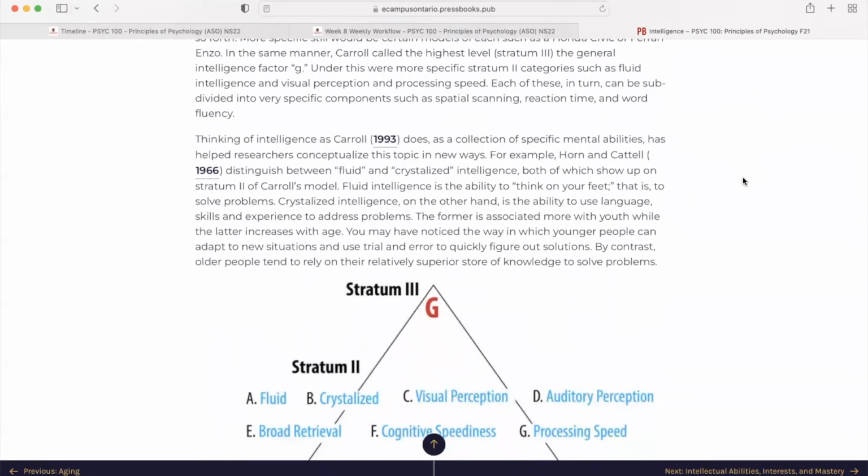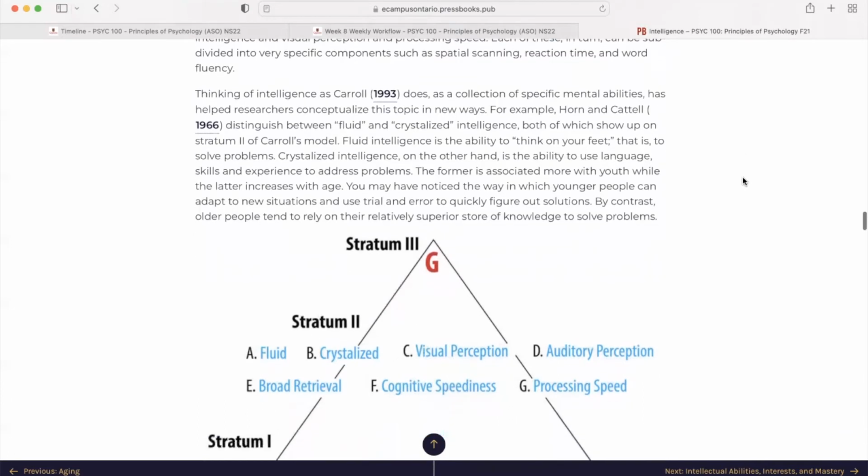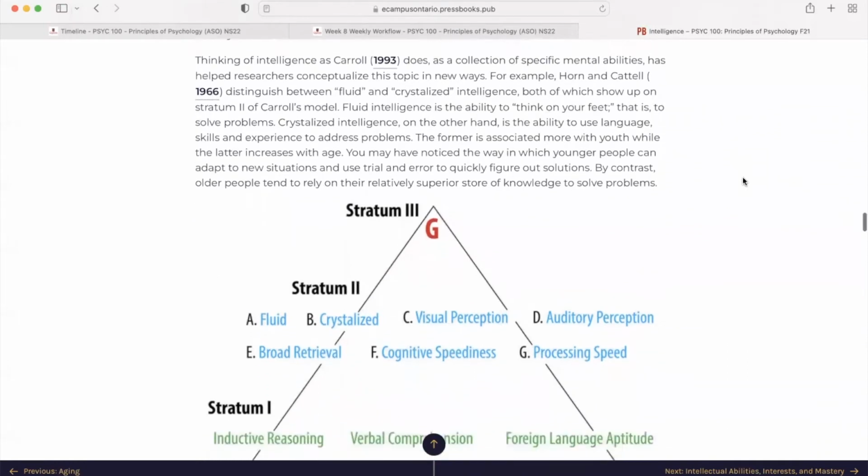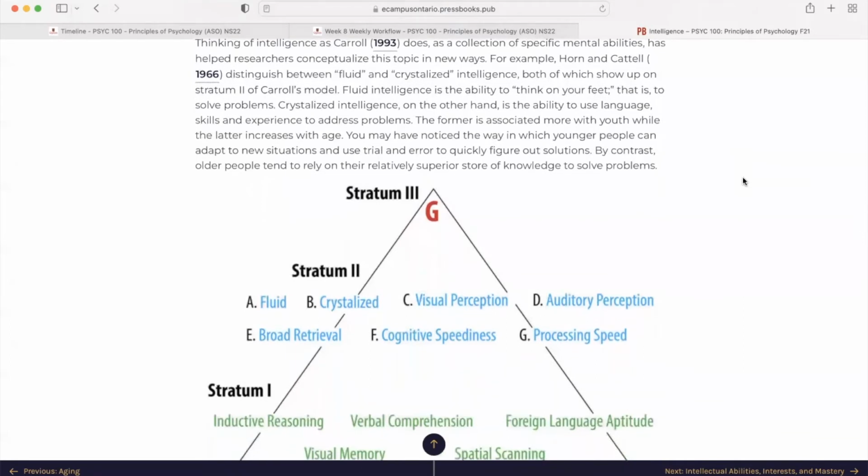Thinking of intelligence as Carroll does, as a collection of specific mental abilities, has helped researchers conceptualize this topic in new ways. For example, in 1966, Horn and Cattell distinguished between fluid and crystallized intelligence, both of which show up on stratum 2 of Carroll's model. Fluid intelligence is the ability to think on your feet, that is, to solve problems. Crystallized intelligence, on the other hand, is the ability to use language skills and experience to address problems. The former is associated more with youth, while the latter increases with age.